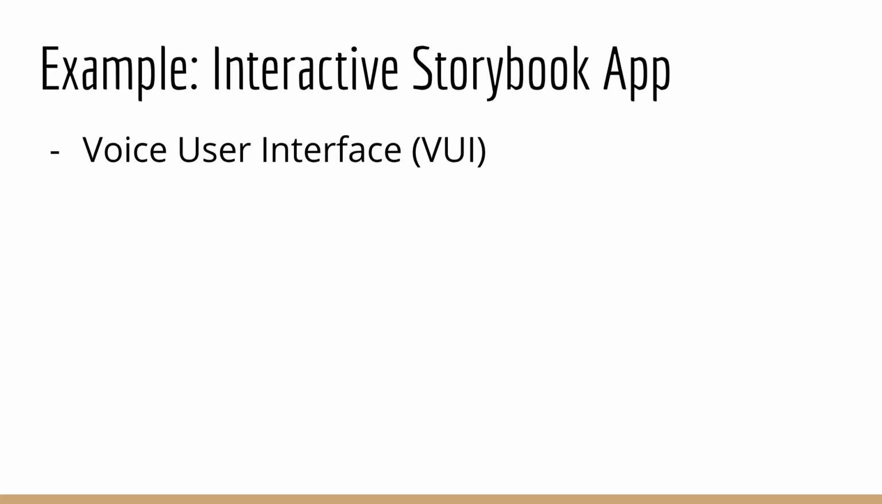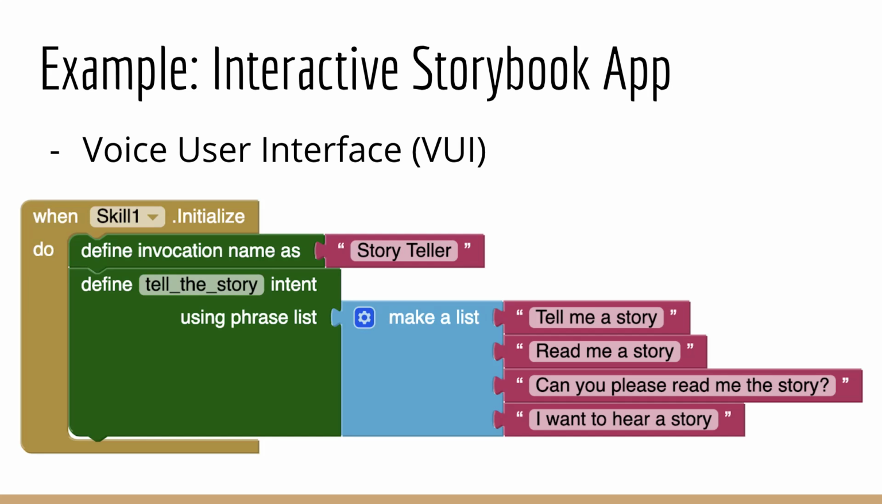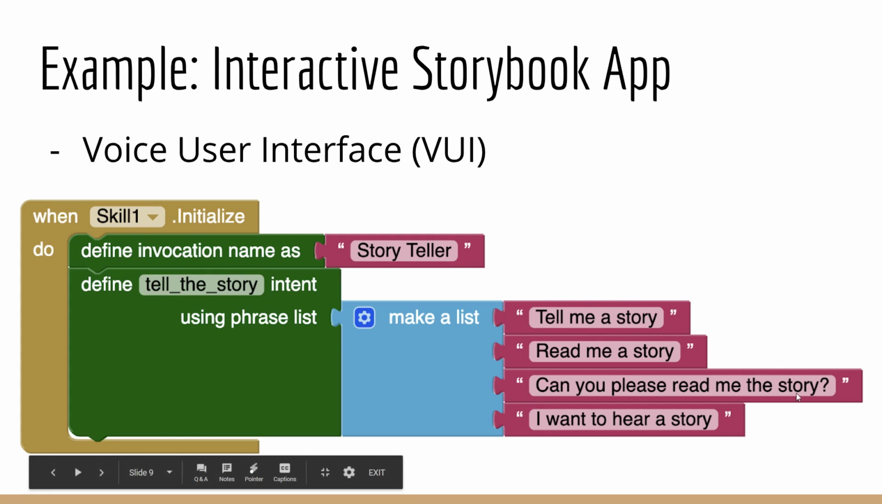Well, first, you need a voice user interface, which you can use these blocks to make. These blocks define the skill that you're trying to initialize, the invocation that your skill will create, and then an intent, which is something for Alexa to do. So for example, this intent tells the story. It reads the part of the story that you're on. And to do so, you use one of these trigger phrases that you put inside the block.